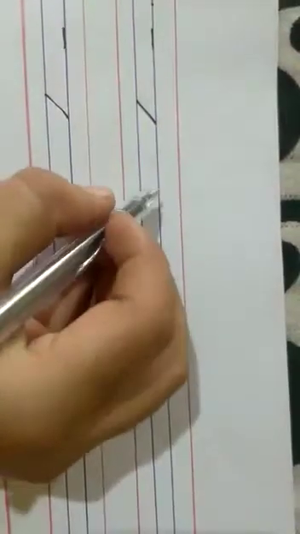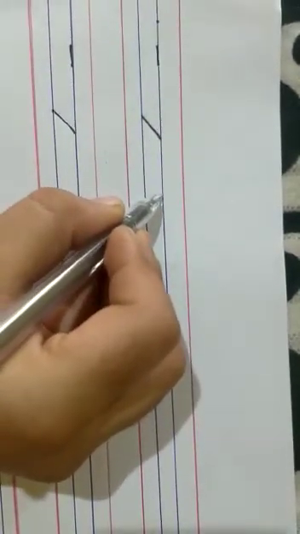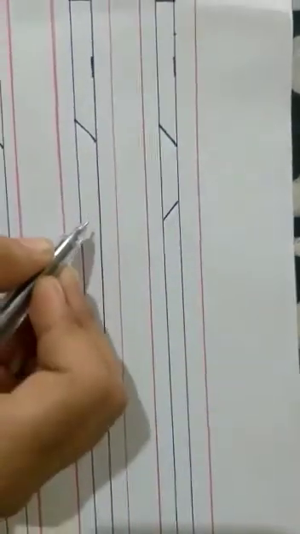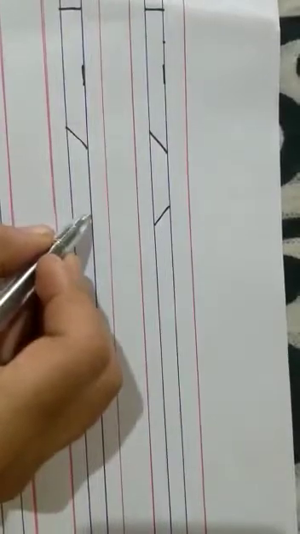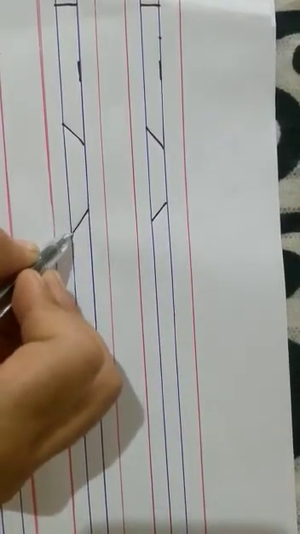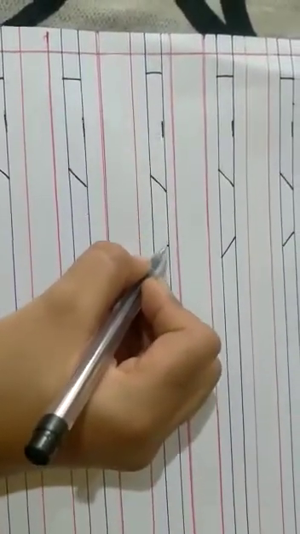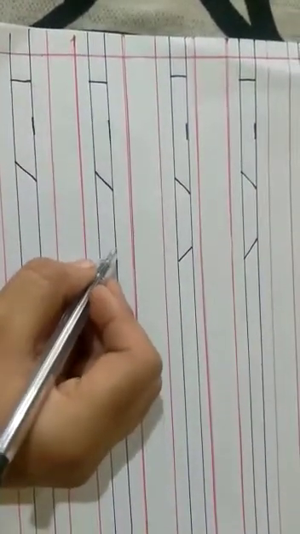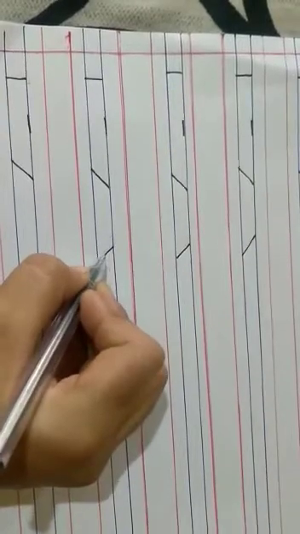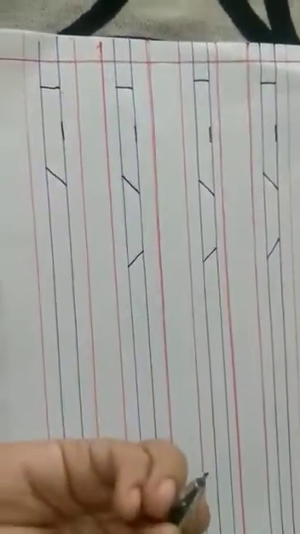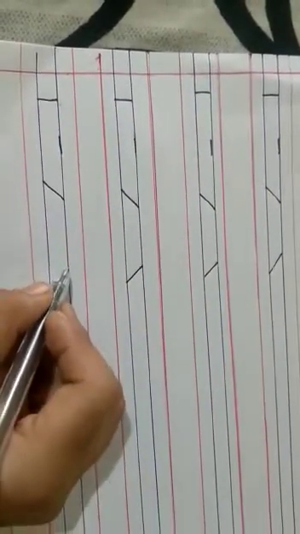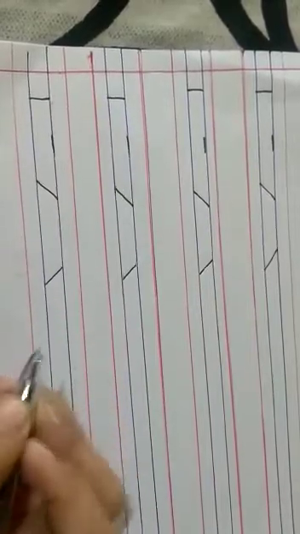And the next line is the left slanting line. We will start from the top blue line and drag it rightward. Okay, this is the left slanting line. We will start from the top blue line and drag it downward. This is the left slanting line. Remember, we have to only use the blue lines, not the red lines. Okay.